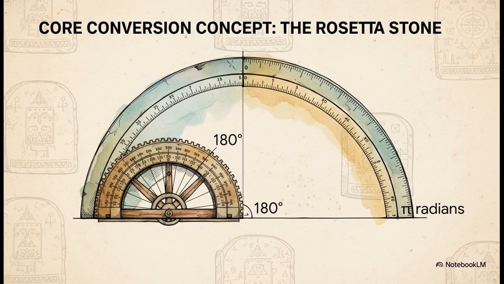Okay, if you remember only one single thing from this entire explainer, make it this right here. This is your Rosetta Stone. It's the key that unlocks everything. A half circle is 180 degrees. We all know that. Well, that very same half circle is also pi radians. So 180 degrees equals pi radians. That simple fact is what you'll use for every single conversion.